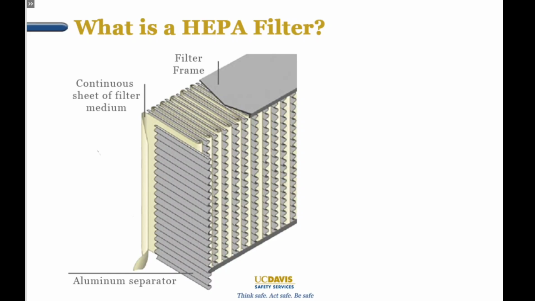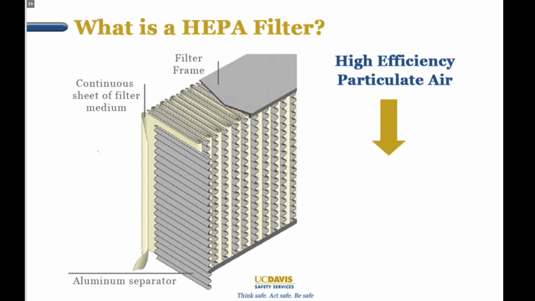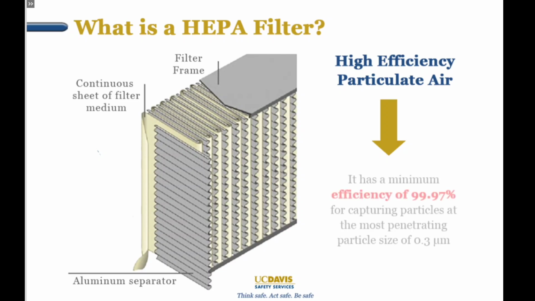What is a HEPA filter? A HEPA filter is a high-efficiency particulate air filter that traps particles. A HEPA filter does not trap gases or vapors released by hazardous compounds. By definition, a HEPA filter has a minimum efficiency of 99.97% for capturing particles at the most penetrating particle size of 0.3 micrometers.